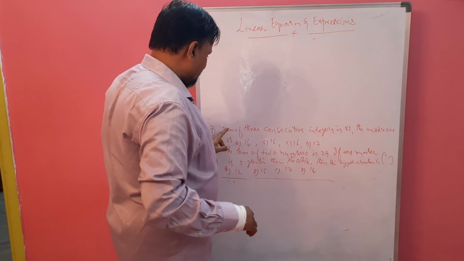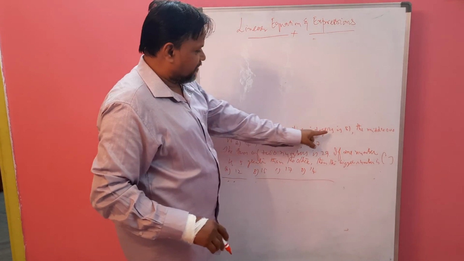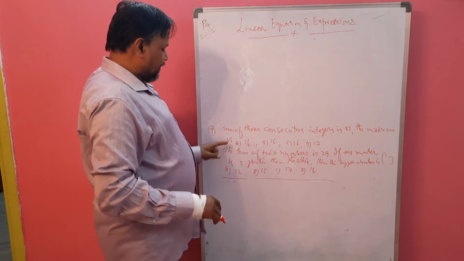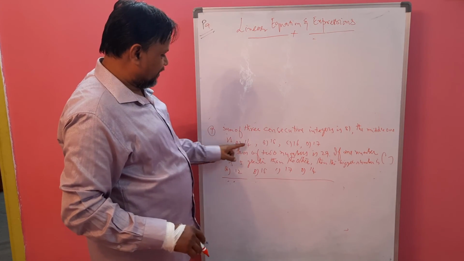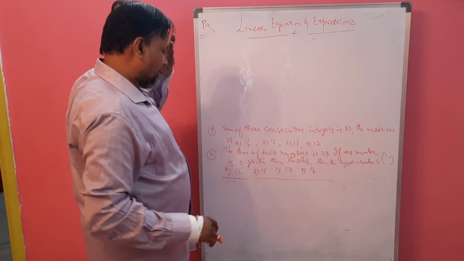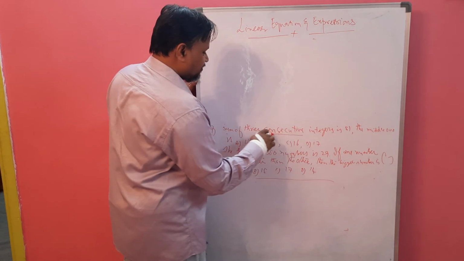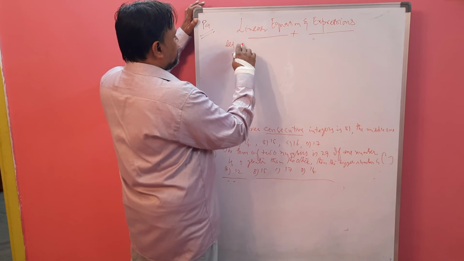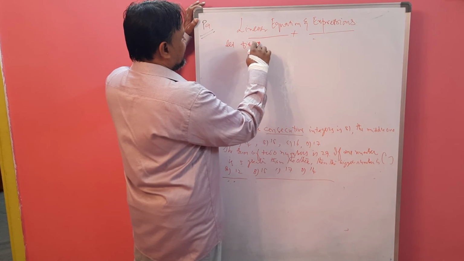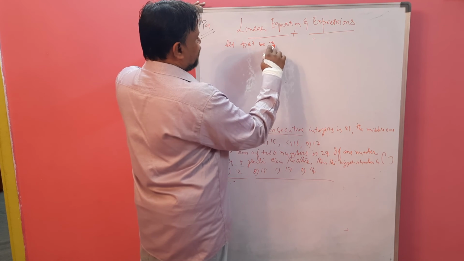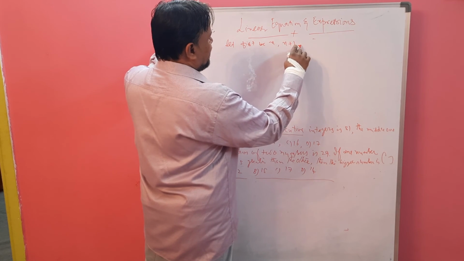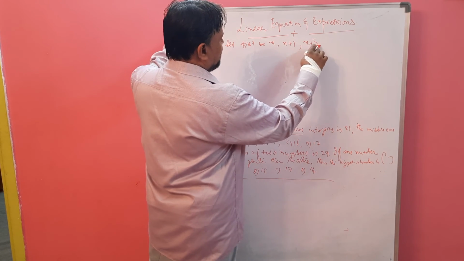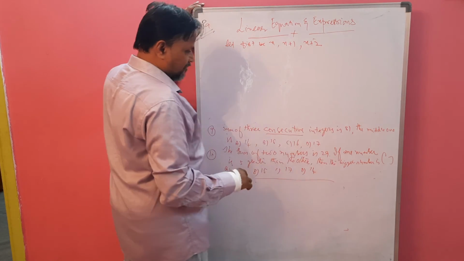Equation is not there. Sum of 3 consecutive integers is 51. The middle number is what? Options are given. We know that consecutive means one after the other. So let first number be x. The next consecutive number is x plus 1. Another consecutive number is x plus 2. The sum of this all is how much?